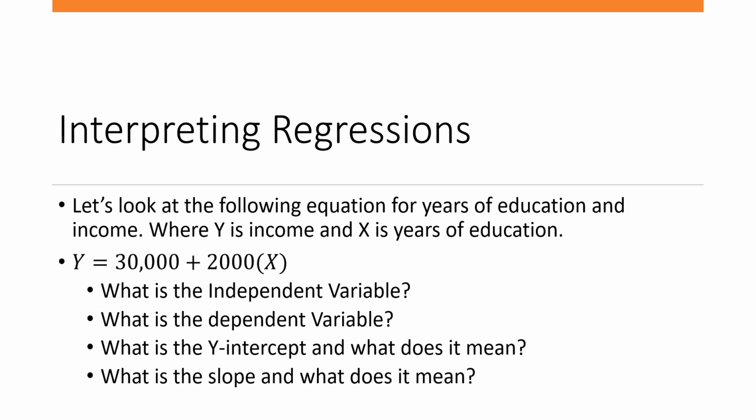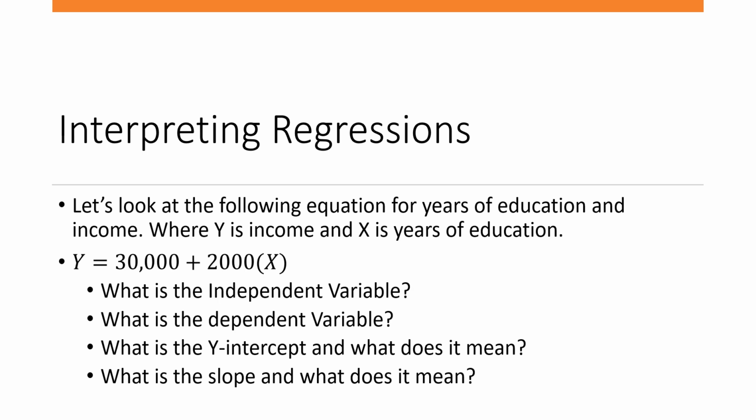So you can see that y would equal 30,000 plus 2,000 times 0. And so if you had 0 years of education, you would have $30,000 in income. The slope is 2,000, so that means for every year of education, your income on average will increase by 2,000. And we can see this calculated out. If you had 2 years of education, your income is going to be equal to 30,000 plus 2,000 times 2, which is 4,000. And so you'll have an income of 34,000.